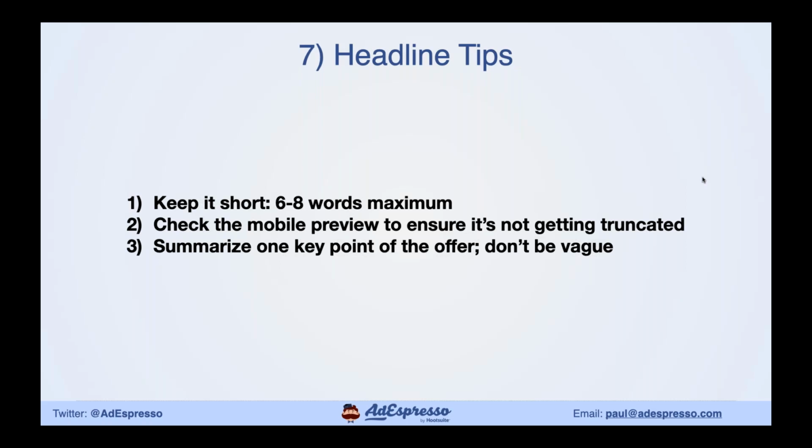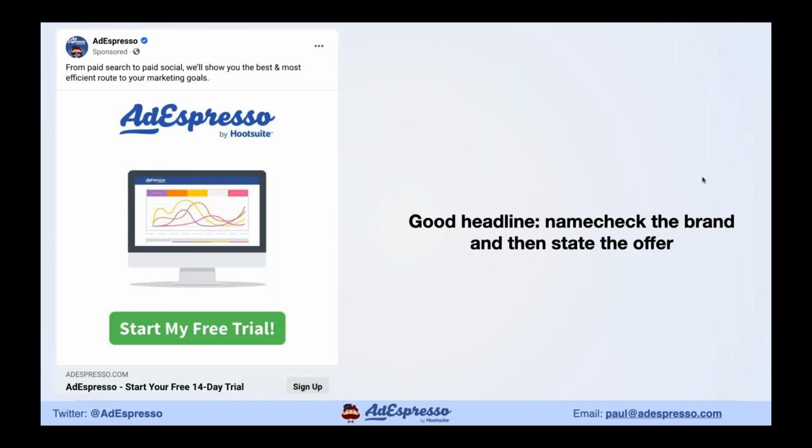In your headline, you've got to summarize one key point. Don't be vague. Don't try to get too clever with this, which I know as copywriters we like to do sometimes, but we've just got to keep it blunt. I'll give you some examples here. The headline, remember, is the bottom bit of the ad. It just says AdEspresso, start your free 14-day trial. It's a good headline because it name checks the brand and states what the offer is.